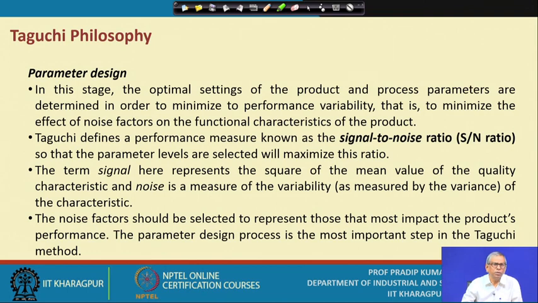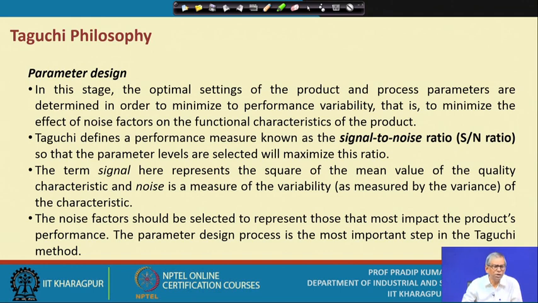Next you go to the parameter design. Now here what you try to do is have the optimal settings of the product and the process parameters. You first do this in such a way that you are able to minimize the performance variability. Okay, this is the first part you do, and in this context Taguchi defines a performance measure known as the signal to noise ratio. So we'll be discussing this part later on in detail.